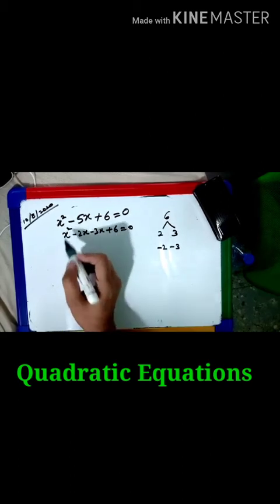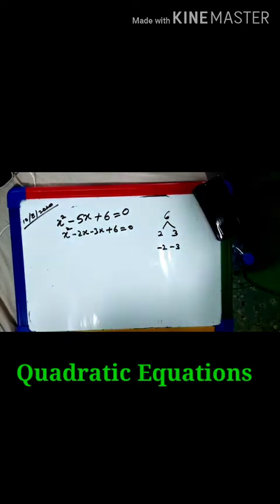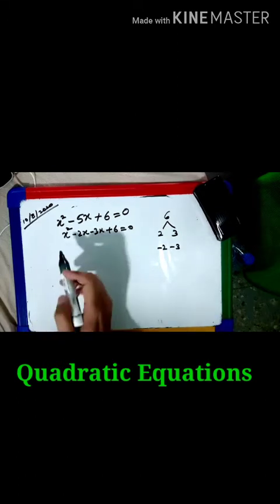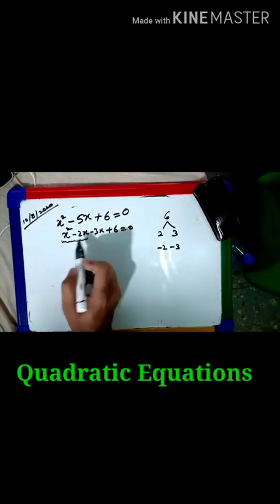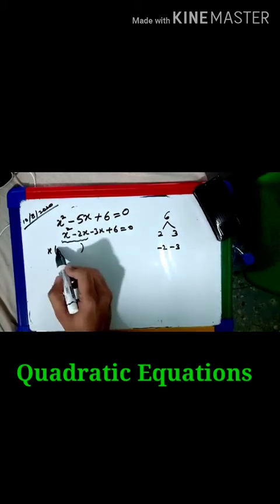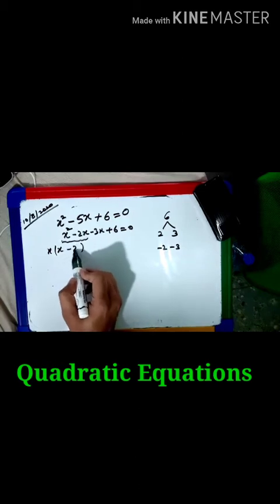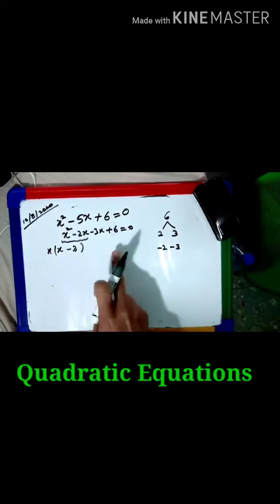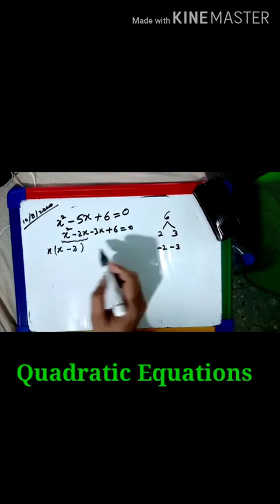Now the next step is what? Tell me. We put the x's together. Yes. One bracket. We will take x as common, so put a bracket. So what is remaining over here? X, and over here minus 2. Next bracket should be same like this. Now we work on the next one.